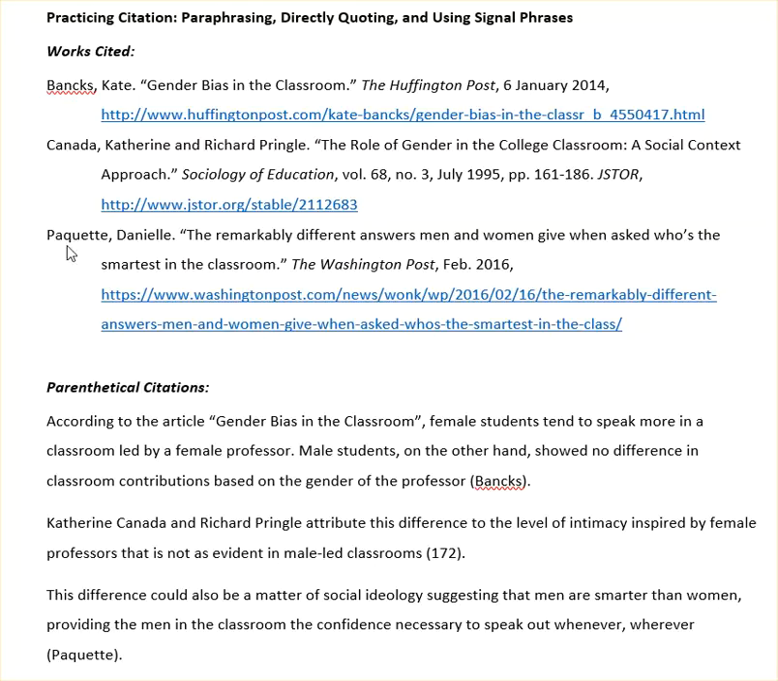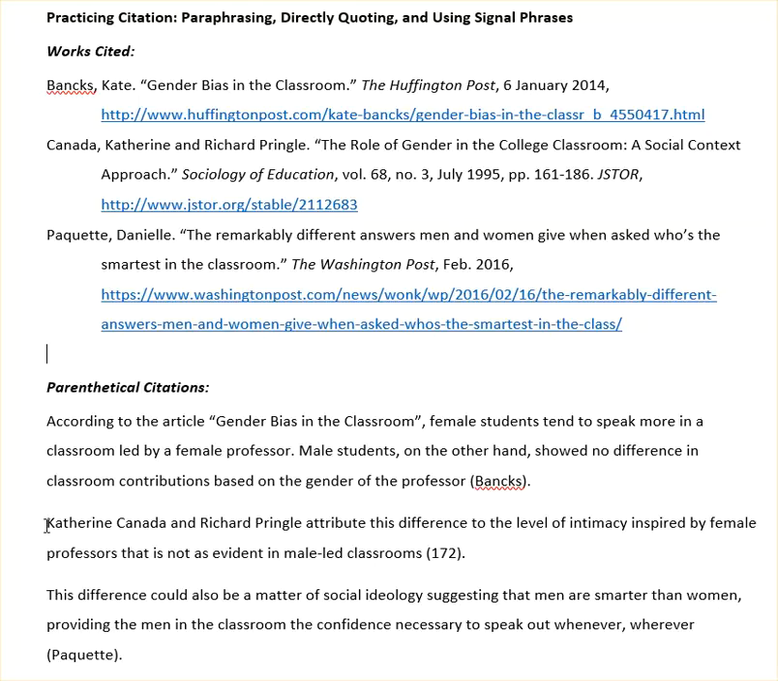So when I cite information, or when I use information from these sources, I have to have the author's last name either in the signal phrase or in the parenthetical citation. Assuming I did not have an author for this first one, then my citation would start with "Gender Bias in the Classroom," which would mean that I would need "Gender Bias," a shortened title, either in the signal phrase or in a parenthetical citation. Let's look at an example.